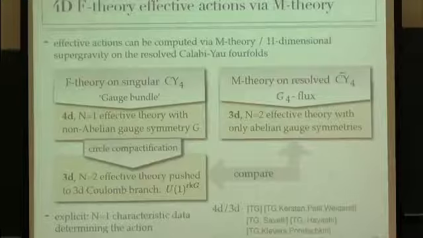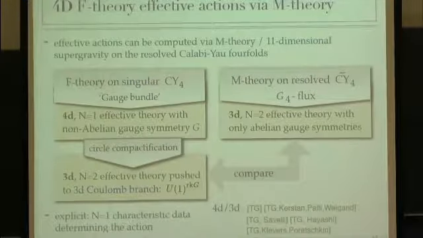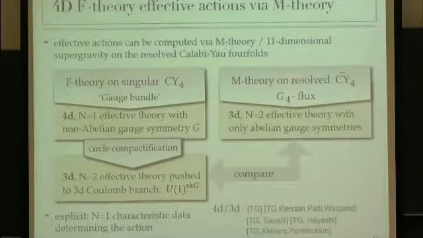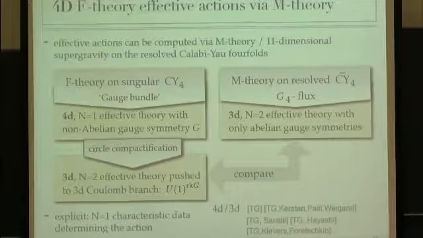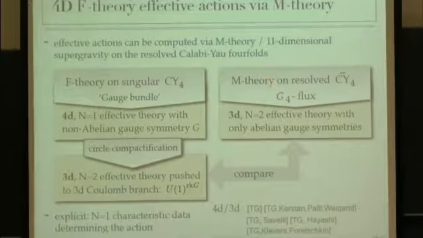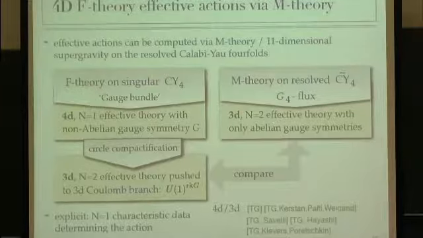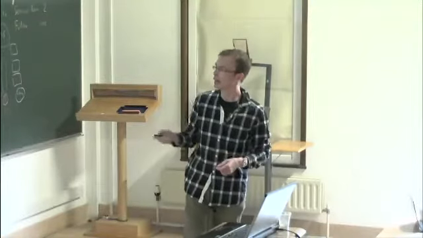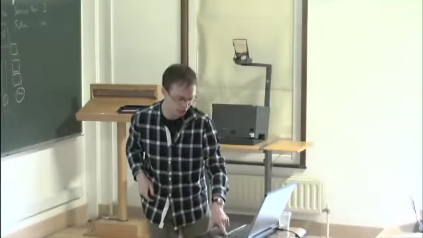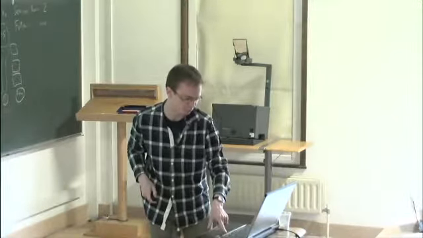We compare this to M theory on the resolved Calabi-Yau fourfold. Here we know that we are allowed to switch on something called the G4 flux, just the field strength of the M-theory 3 form. And then we get a 3D N equals 2 effective theory with only abelian gauge symmetry. We compare these two and we try to backwards infer data of this unknown 4-dimensional theory. That's what we will do, and that's what we did in these works over the last years.